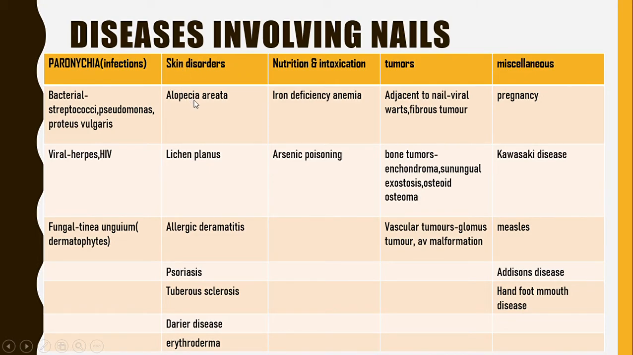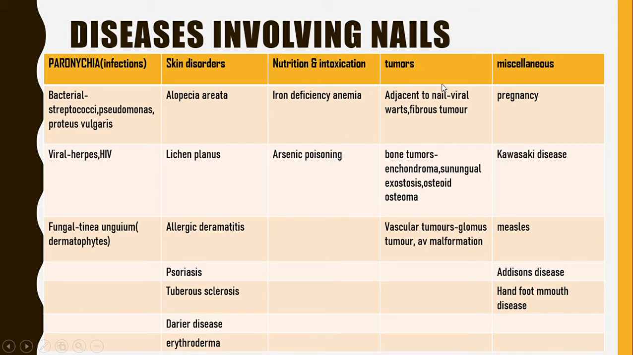Skin disorders can be alopecia areata, lichen planus, allergic dermatitis, psoriasis, tuberous sclerosis, Darier's disease and erythroderma. Those related to nutrition or intoxication are iron deficiency anemia, in which we can see koilonychia, and arsenic poisoning, in which we can see Aldrich-Mees lines.